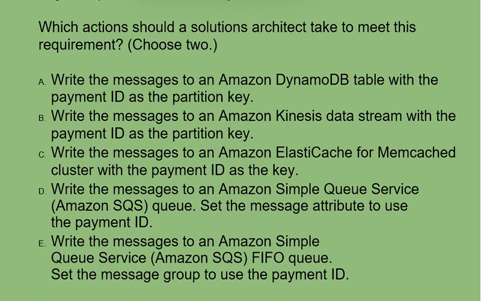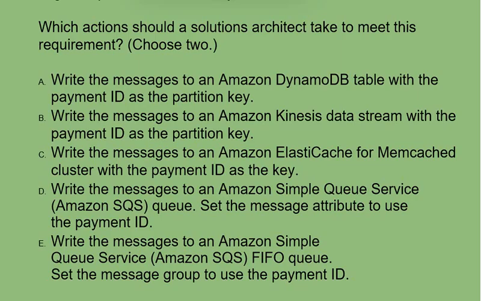Option A, write the messages to an Amazon DynamoDB table with the payment ID as the partition key. Option B, write the messages to an Amazon Kinesis data stream with the payment ID as the partition key. Option C, write the messages to an Amazon ElastiCache for Memcached cluster with the payment ID as the key.